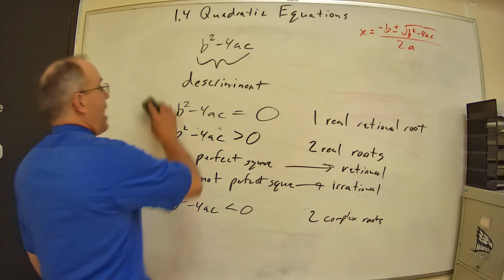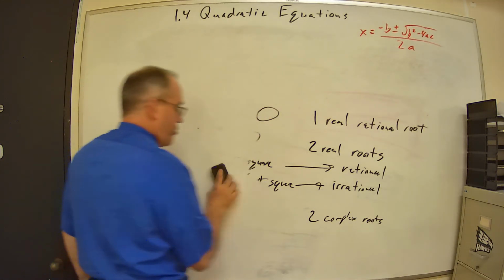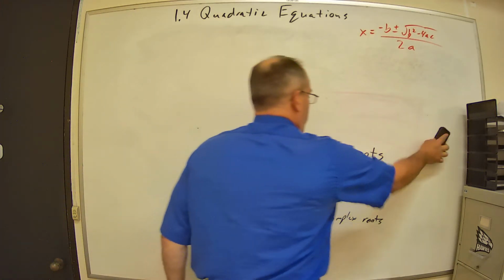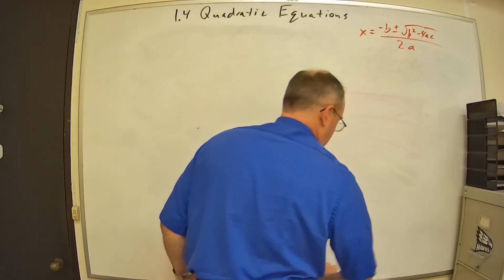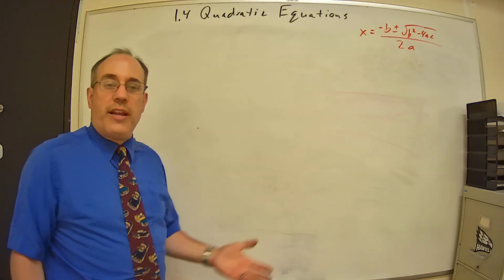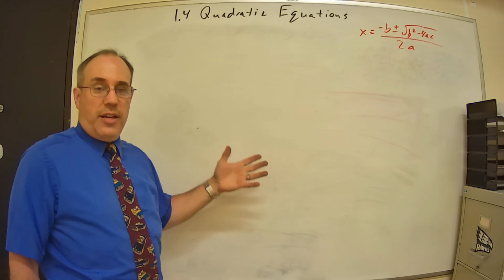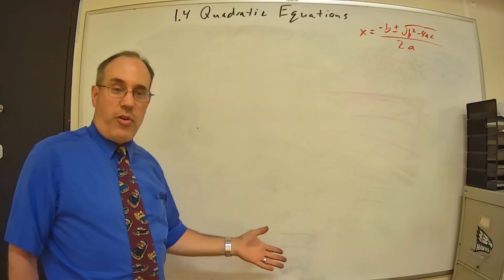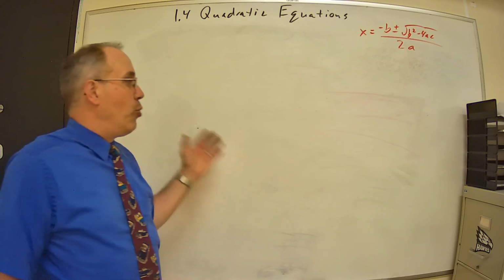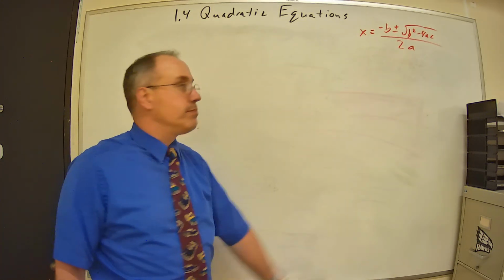So let's look at a quadratic equation and determine how many and of what type the roots will be without performing the quadratic formula. Actually, this can be used to help us so that when we do the quadratic formula or we complete the square, we can look at the results and say, did it come out with what we know it should be?